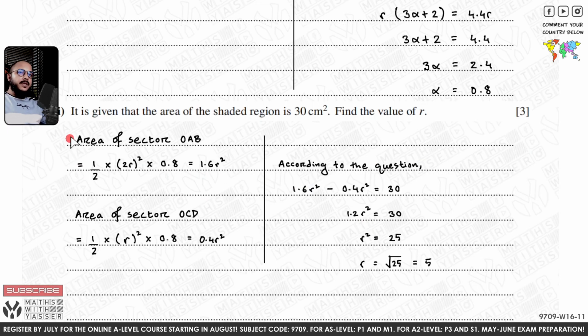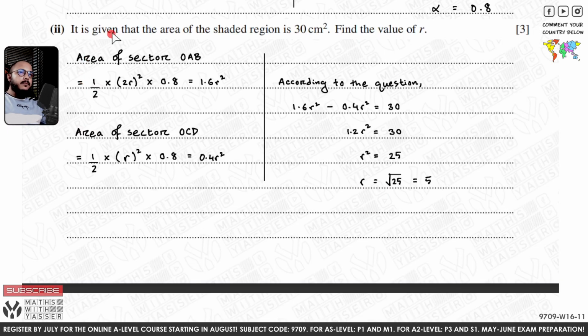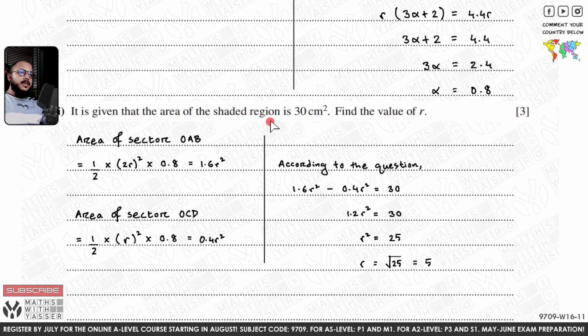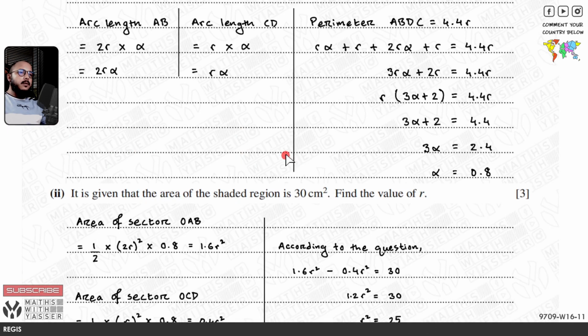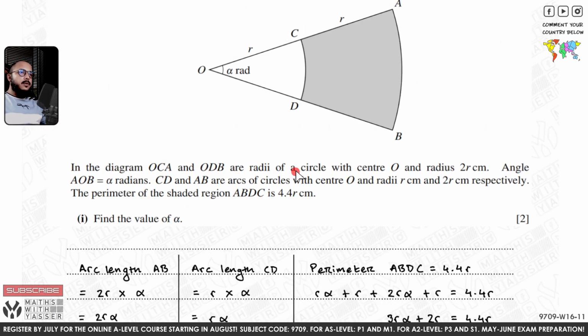In the next part of the question, it is given that the area of the shaded region is 30 centimeters square. We need to find the value of R. So we are now provided with the area of the shaded region. How will we be finding the area of the shaded region? We have to plan that first. Our objective should be finding the area of the bigger sector and taking away the area of the smaller sector. That will leave us with the area of the shaded region.